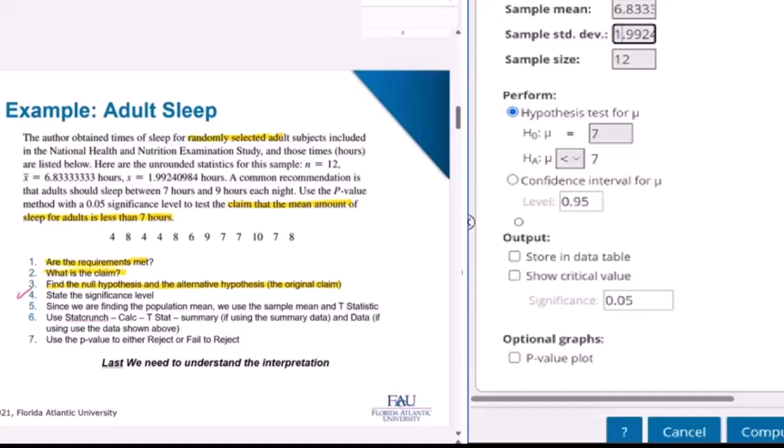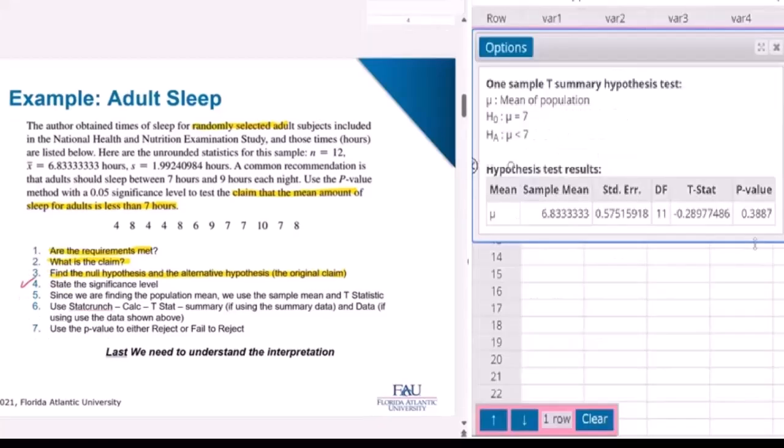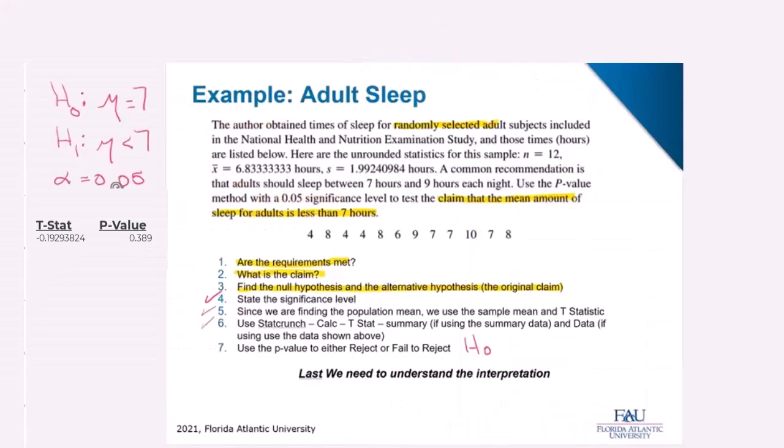H0 is mu equals 7. And H1, sometimes called the alternative H sub A, but it's the same as H1, and here we have less than. Compute. Let's figure out what all this means. We're using the sample mean and t-statistic, which is also called the test statistic. That's right here. And there's my p-value. We used StatCrunch for that.